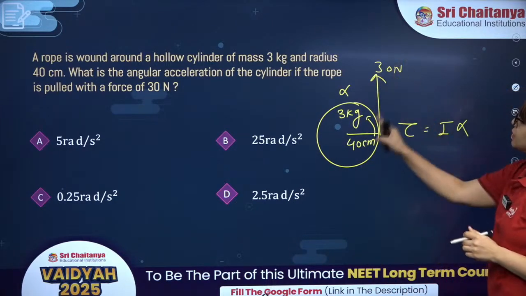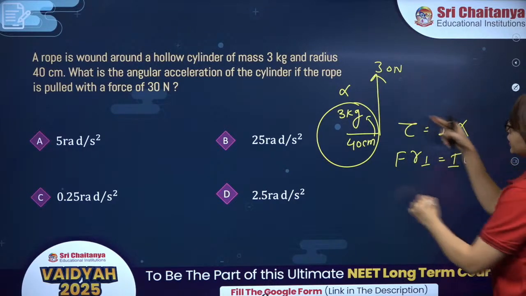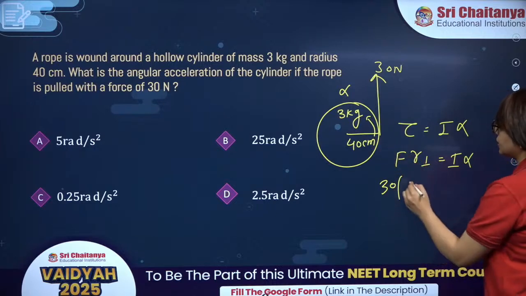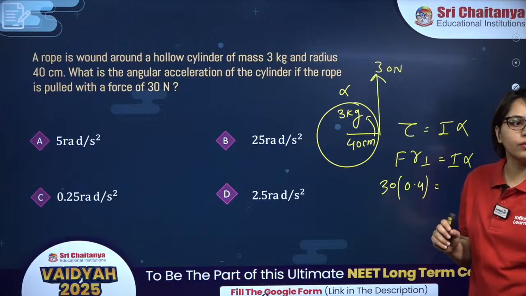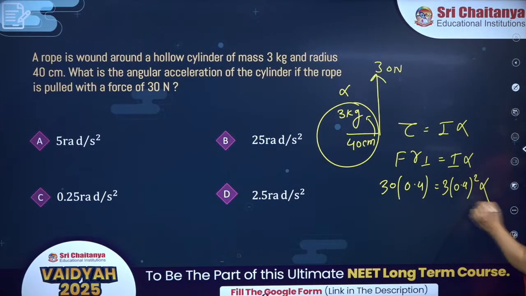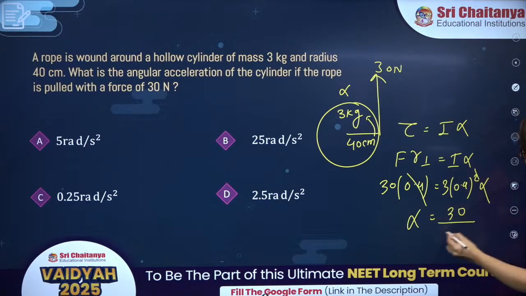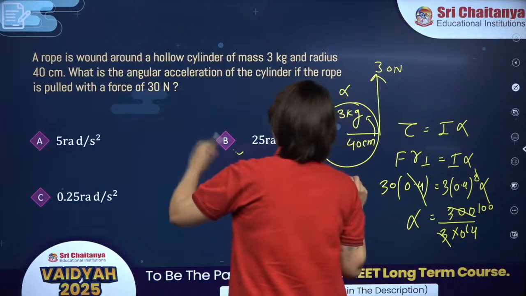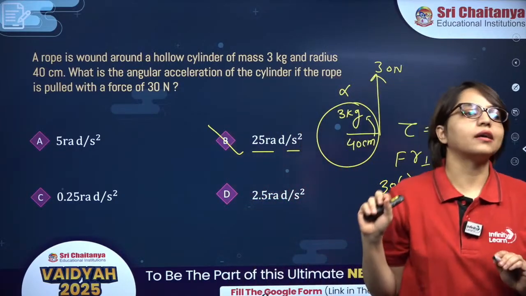What is the torque provided by this force? F into r perpendicular, and it should be I alpha. What is force? 30 Newton into radius is 0.4. And I for a hollow cylinder is mr square, right? So it will be m, r square is 0.4 square, into alpha, 0.4 cancels. So alpha will be 30 divided by 3 into 0.4, which is 100 divided by 4, which is nothing but 25 radian per second square, which is option B over here. Well done beta, option B is the correct answer.